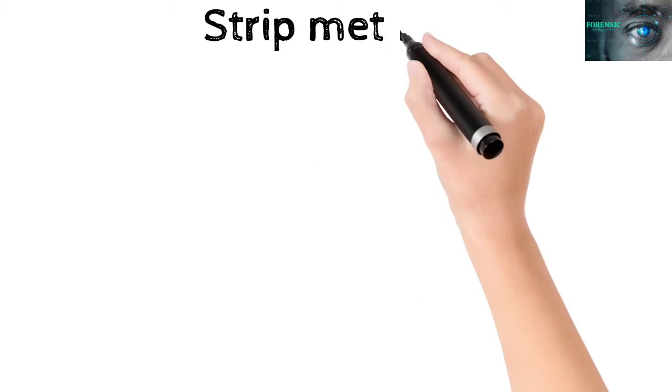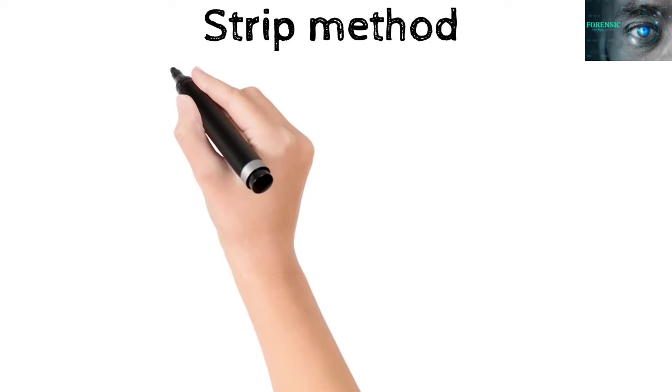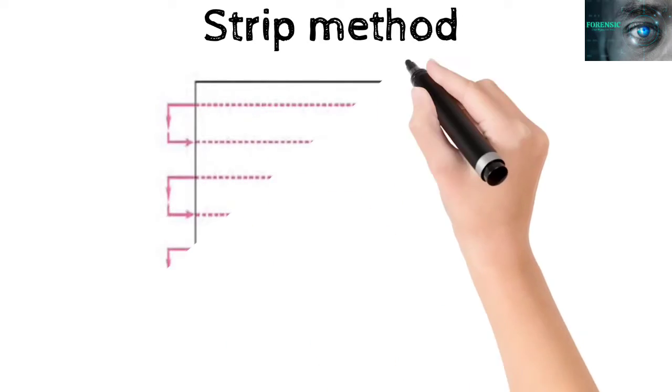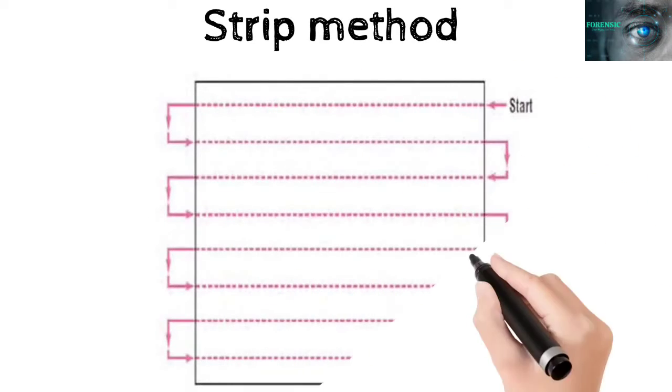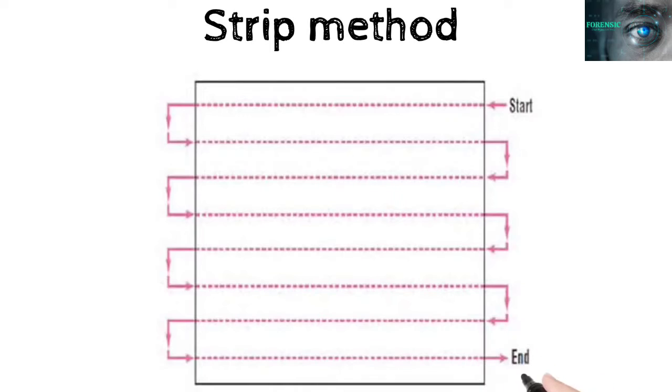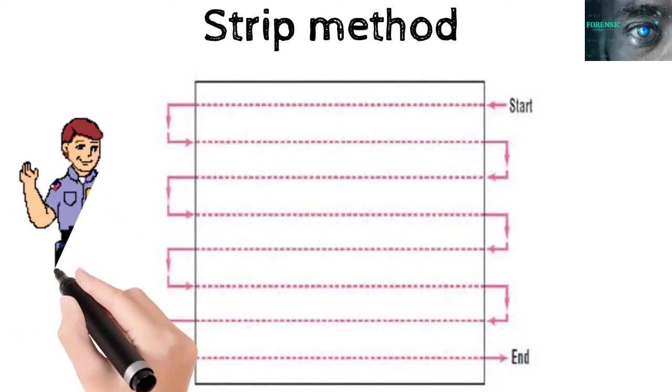Strip method. The whole area is to be searched, and divided into a convenient number of strips. Each strip is examined carefully as shown in the figure. Whenever any item of physical evidence is found, it is properly collected and preserved. The process is continued till the entire area has been searched.